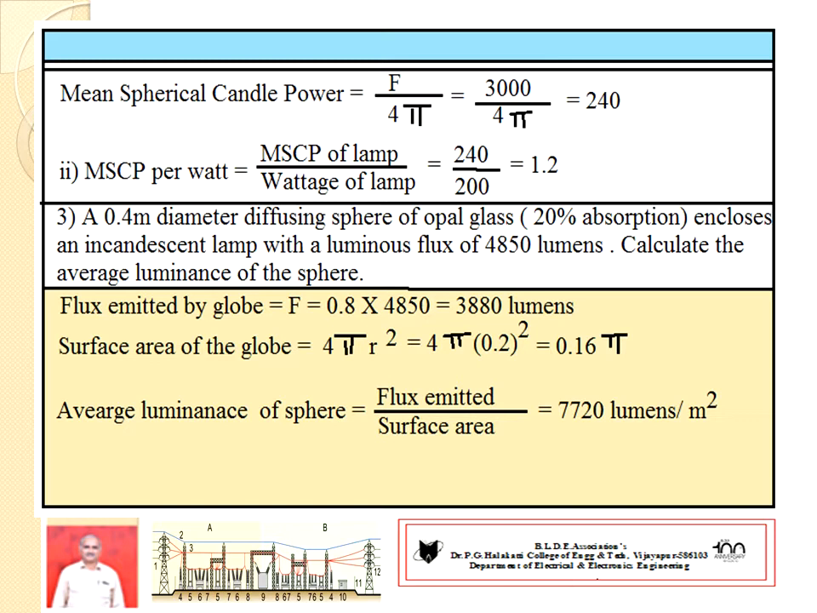Surface area of the globe is 4 pi r square, that is 16 pi. Then the average lumens of sphere is the flux emitted per surface area. Flux emitted per surface area becomes 7720 lumens per meter square.